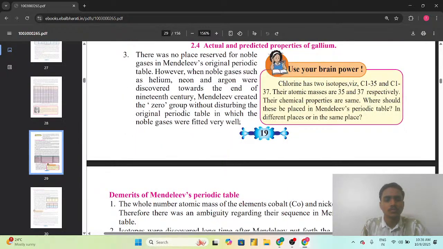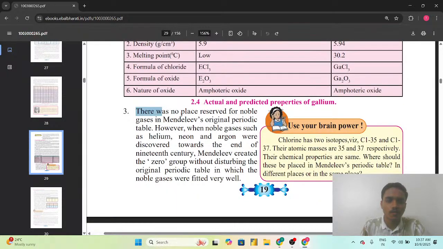तो चलिए देखते हैं थर्ड मेरिट क्या है. देयर वाज नो प्लेस रिजर्व फॉर द नोबल गैसेस इन द Mendeleev's original periodic table. However, when noble gases such as helium, neon, and argon were discovered towards the end of the 19th century, Mendeleev created the zero group without disturbing the original periodic table, in which the noble gases were fitted very well.